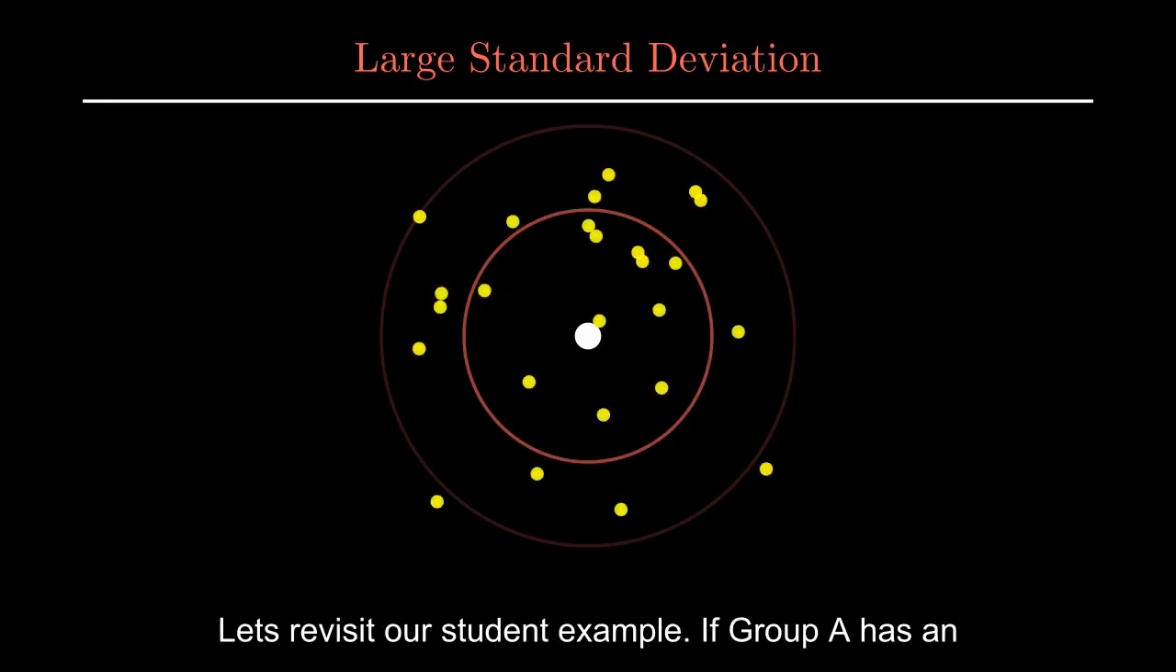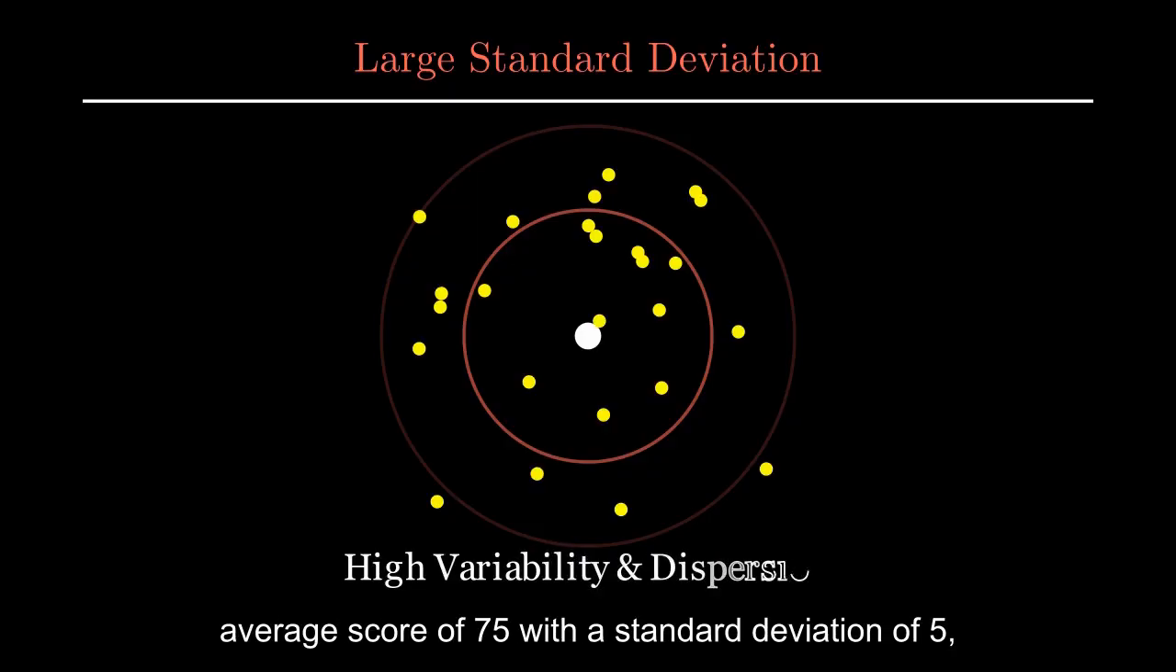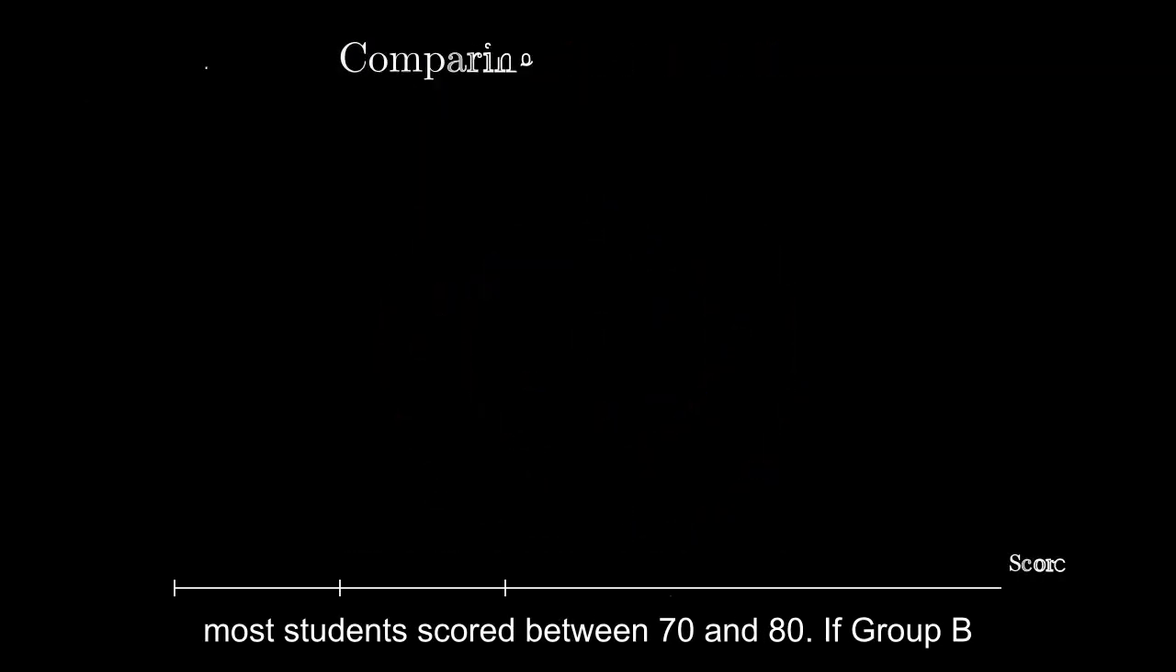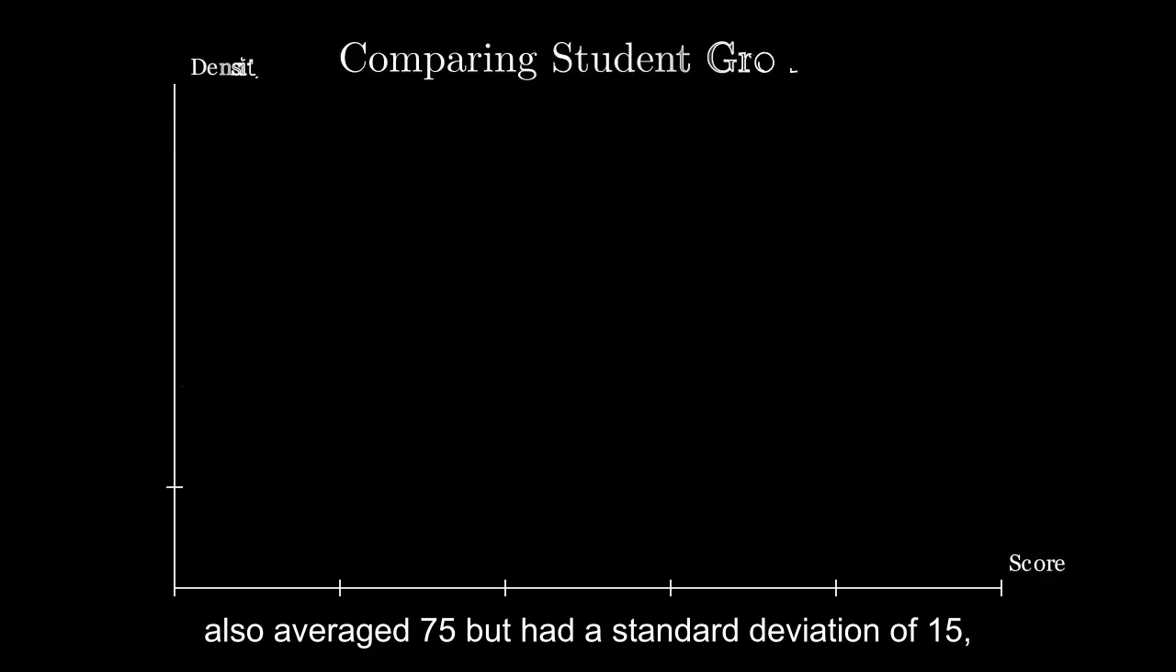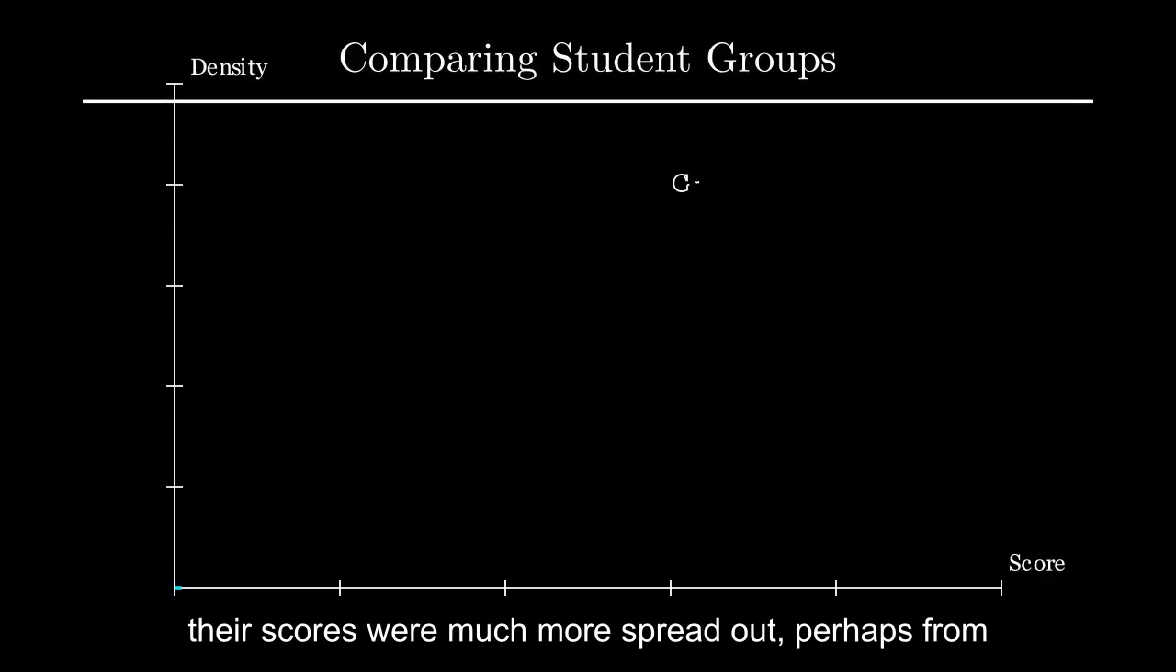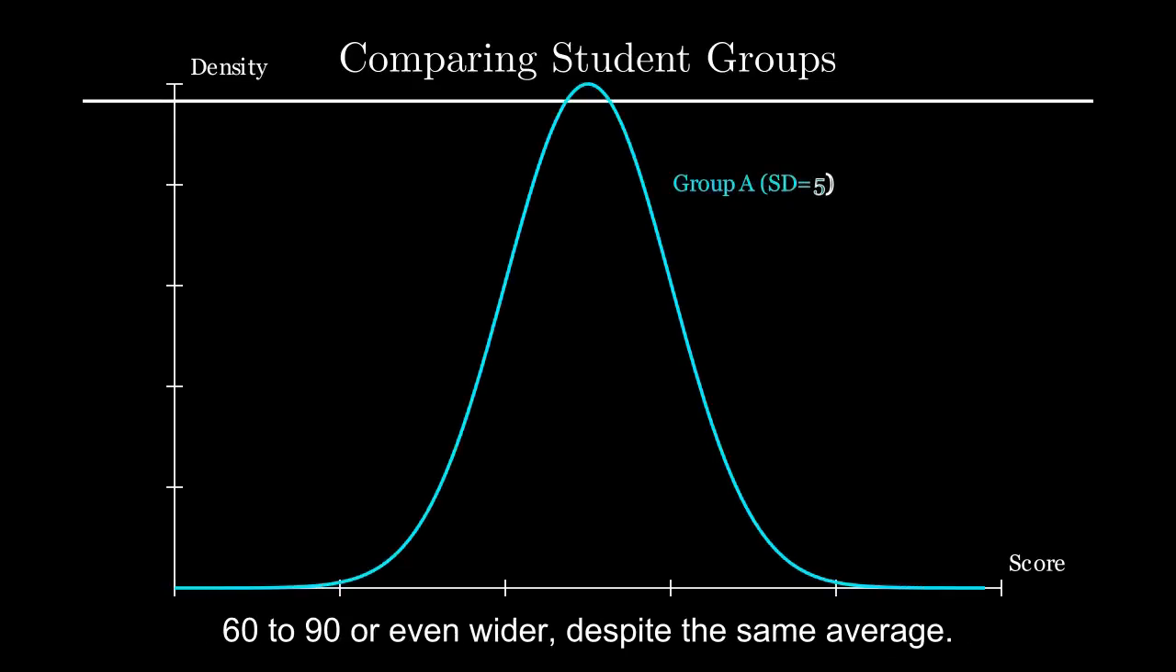Let's revisit our student example. If Group A has an average score of 75 with a standard deviation of 5, most students scored between 70 and 80. If Group B also averaged 75 but had a standard deviation of 15, their scores were much more spread out, perhaps from 60 to 90, or even wider, despite the same average.